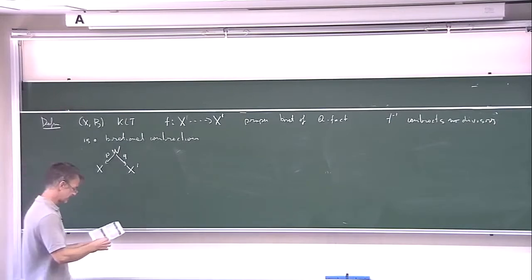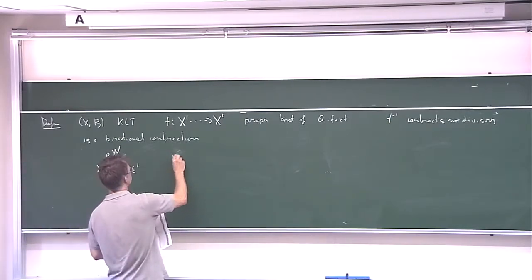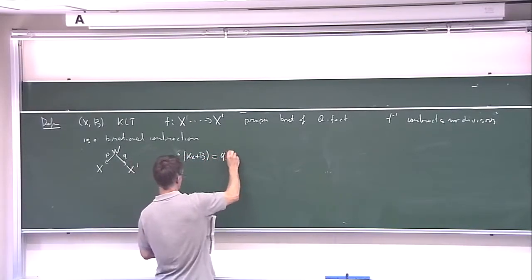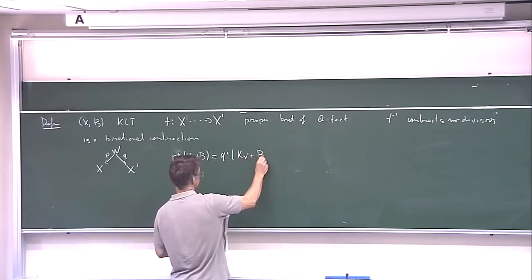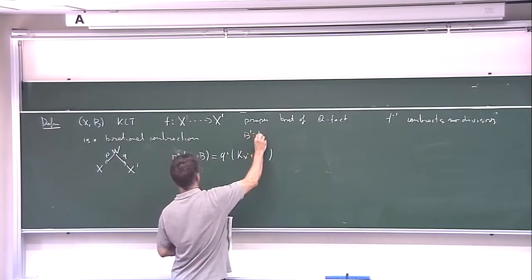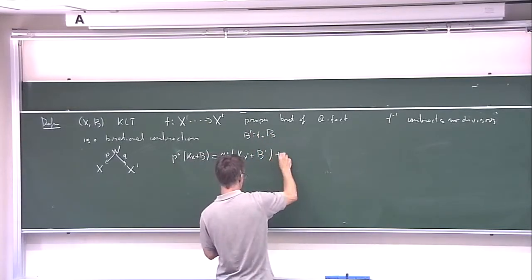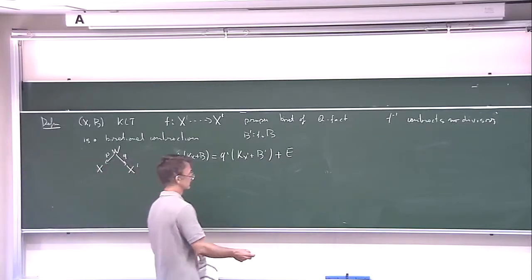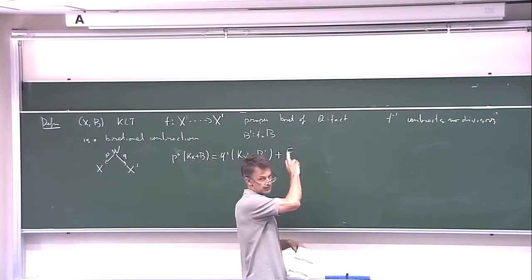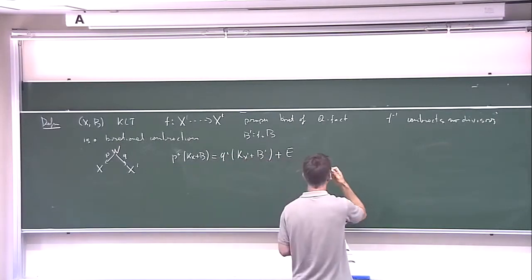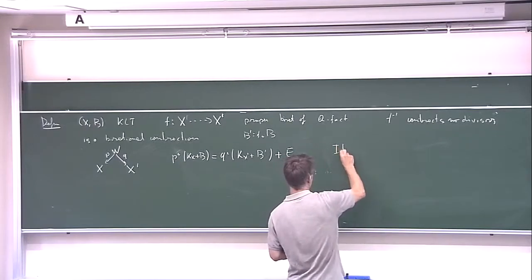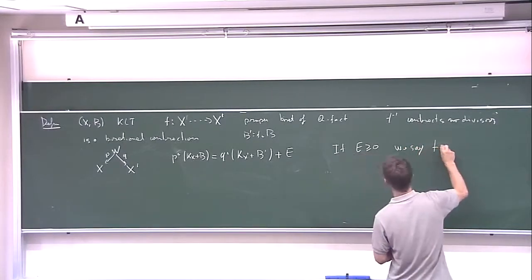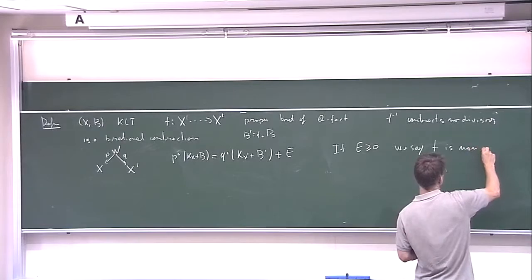And I can compare Kx with the pullback of Kx prime plus B prime. So B prime will just be the push forward of B. So let me write as E the difference of these two. We expect E to be effective, right? Because that's what happened when we do the divisorial contractions and flips. So if E is greater or equal to zero, we say f is non-positive.